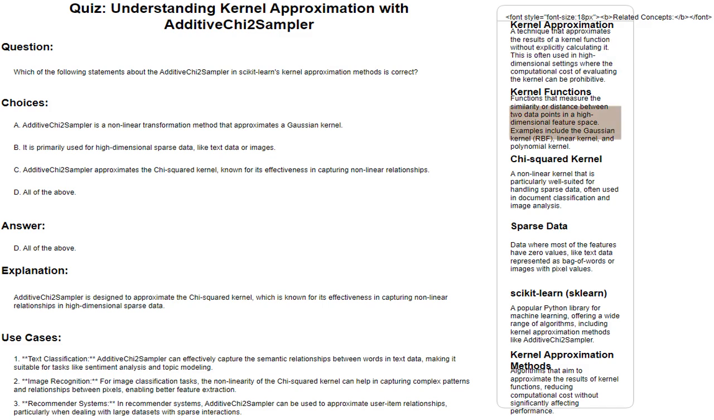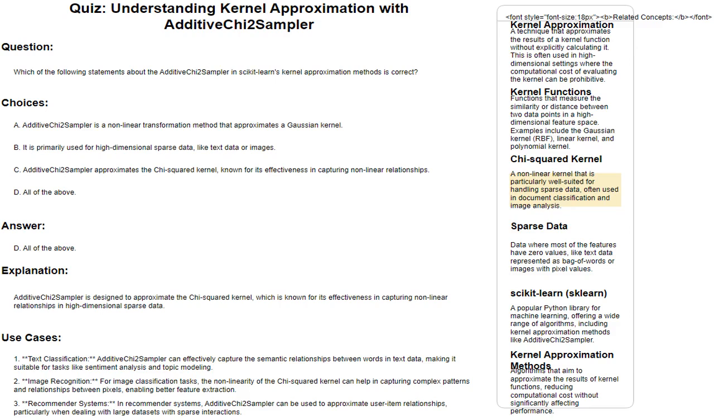Kernel functions: functions that measure the similarity or distance between two data points in a high-dimensional feature space. Examples include the Gaussian kernel (RBF), linear kernel, and polynomial kernel. Kernel functions are widely used in support vector machines (SVMs) and other kernel-based learning algorithms. They allow these algorithms to learn complex, nonlinear relationships in data.